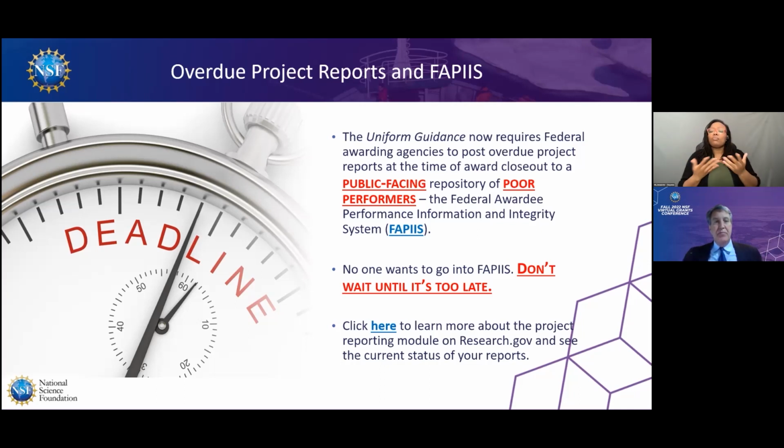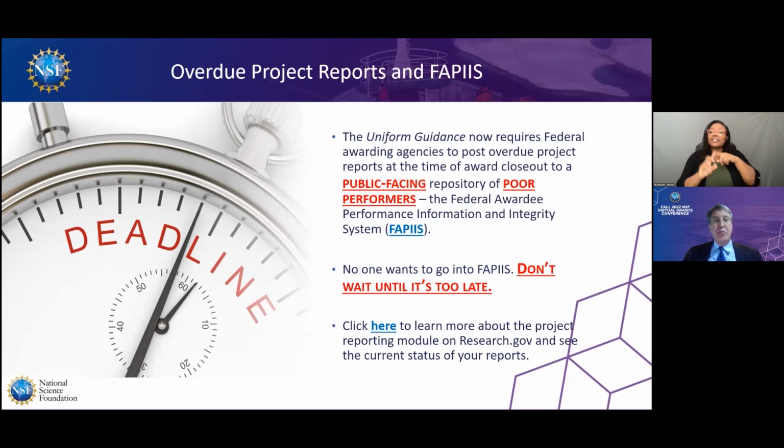NSF has recently started reviewing awards that are bumping up against the deadline in terms of what should be submitted to FAPIS. So we have started reviewing those awards and started to look at those. So again, this is another thing that awardee organizations, PIs and co-PIs do not want: overdue project reports. Reach out to the NSF as soon as you realize that there is an issue. Don't wait until the last minute.